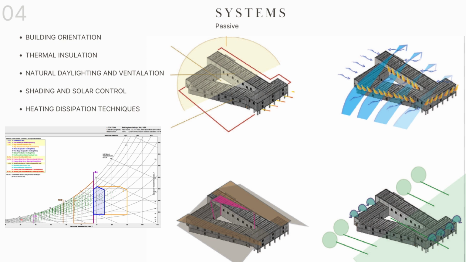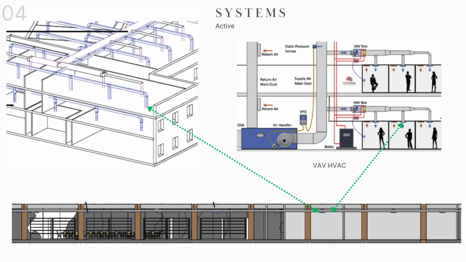Shading and solar control include the overhangs from the roof, and then heat dissipation techniques also include any heat that is gained through the flooring or the different materials throughout the building and then released at night to help keep the building warm and not have to reheat as much in the morning.